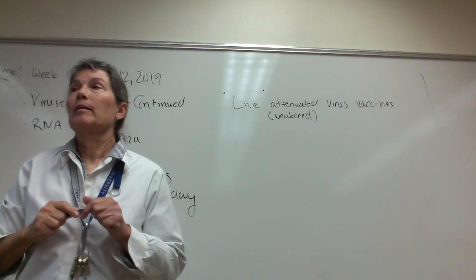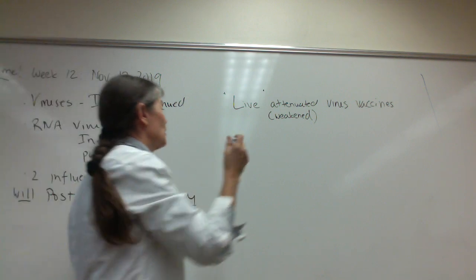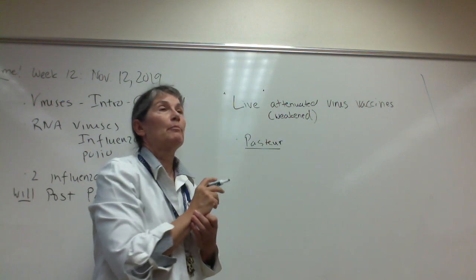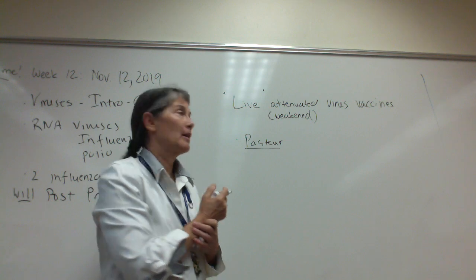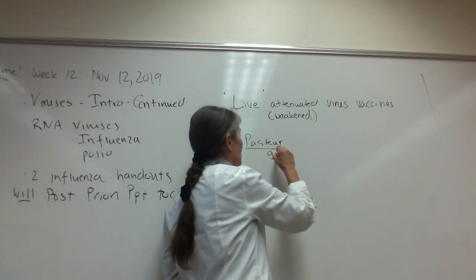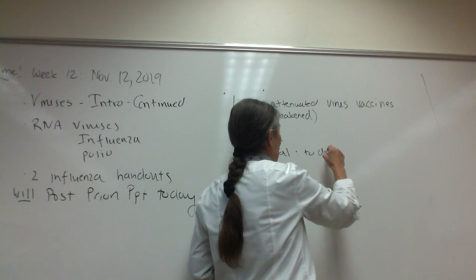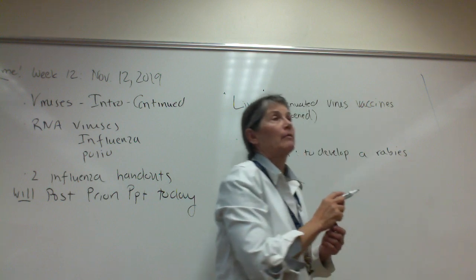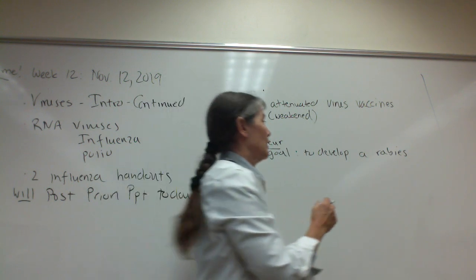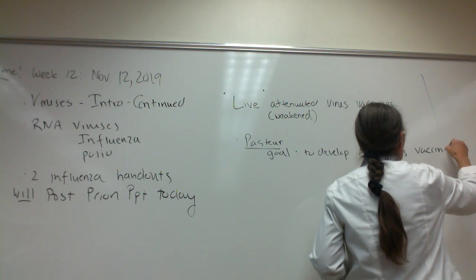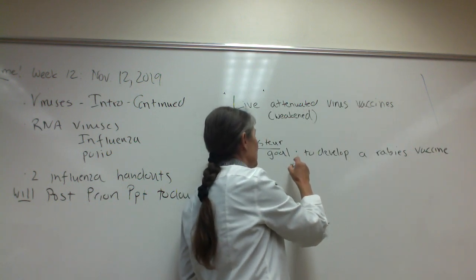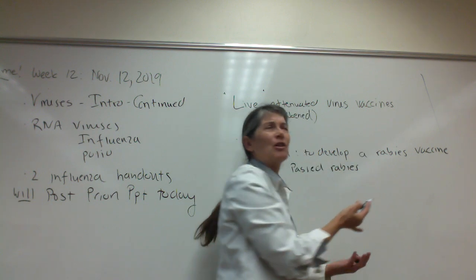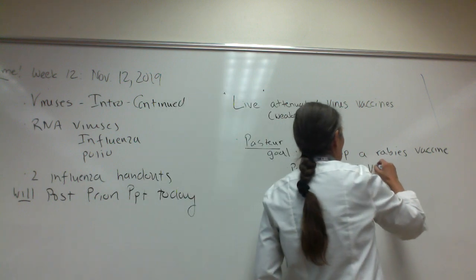So this whole concept, folks, of attenuation, the process was developed by Pasteur. And Pasteur was trying to develop a vaccine against rabies, and rabies is a viral pathogen. So his goal was to develop a rabies vaccine. And back in the 1800s, you guys, if you got bitten by a rabid animal, you were probably going to die for sure, right? And so what Pasteur did was he took the rabies virus and he passed the rabies virus from an infected dog, I believe, through rabbits.